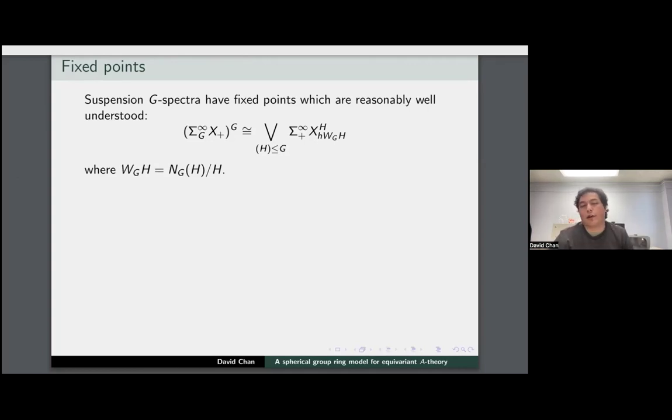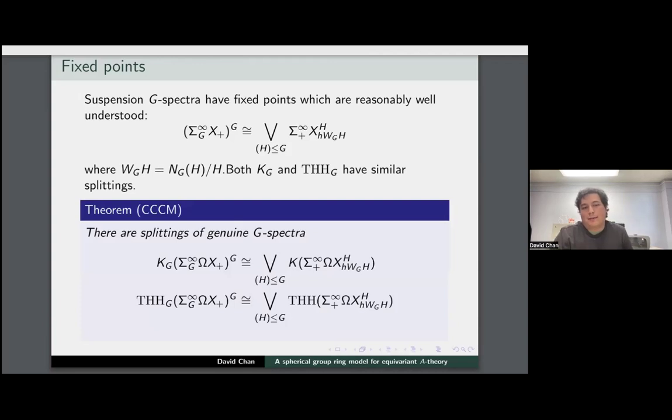This is the wedge over conjugacy classes of subgroups H in G. So I have X, a space with G action. I take the H fixed points of X, and this has an action by the normalizer of H. This is an exercise with sets with group action. And you can take the homotopy orbits of X^H with respect to effectively this normalizer group action. This is really great because it allows you to understand the G fixed points in terms of geometric data, and you can work one subgroup at a time, at least for suspension spectra. And it turns out you get a similar splitting on both K_G and THH_G.